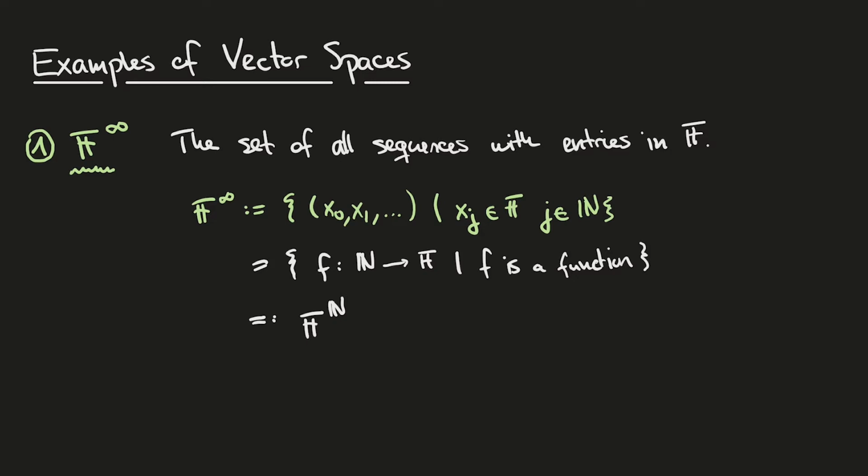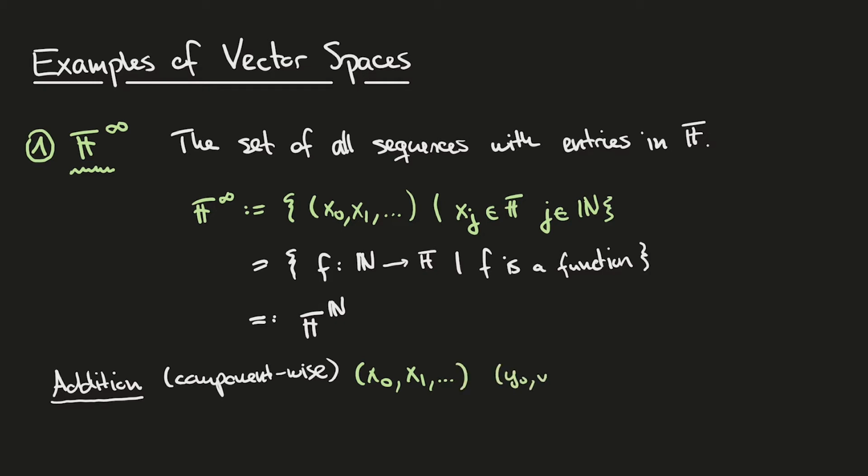To make this a vector space, we need to introduce addition and scalar multiplication operations on this set. The way we're going to define addition on F infinity is going to be familiar to us because we've already seen the same idea for F n. We just do component-wise addition. So what this means in concrete terms is that given the sequence x0, x1, and so on, and the sequence y0, y1, and so on, we define their sum to be a new sequence which has entries x0 plus y0, x1 plus y1, and so on.